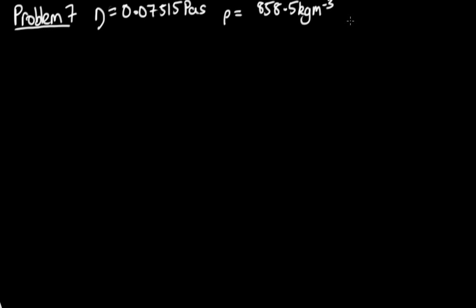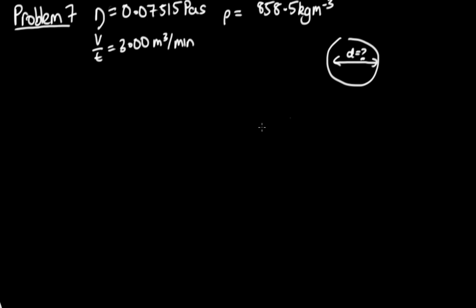An oil rig is designed to pump 3 meters cubed of oil each minute. So volume over time is equal to 3.00 meters cubed per minute. What is the minimum diameter the pipes could be designed with in order to avoid turbulent flow? So we want to know what's the diameter of the pipes. So to completely avoid turbulent flow, we're going to want to be in that laminar flow region.